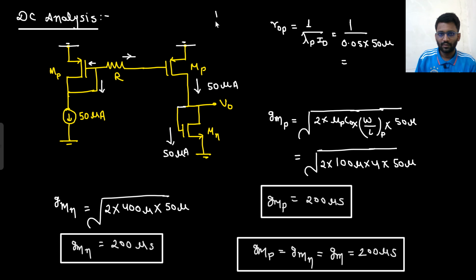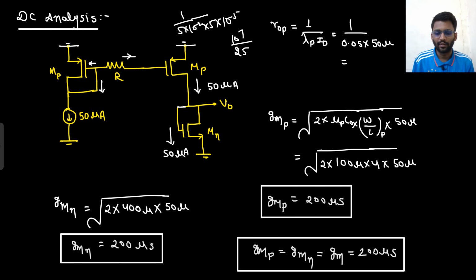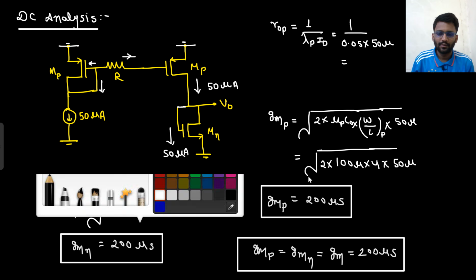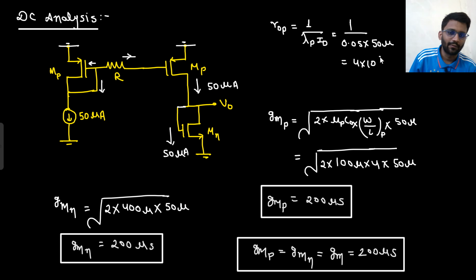So 1 by 5 into 10 to the power minus 2, 5 into 10 to the power minus 5, which gives 10 to the power 7 by 25. So it would be 4 into 10 to the power 5 ohm.